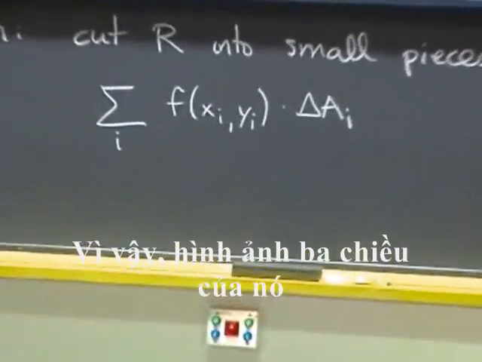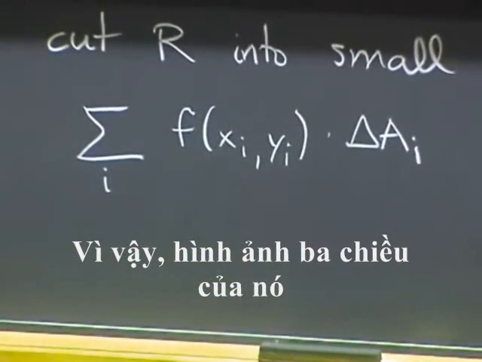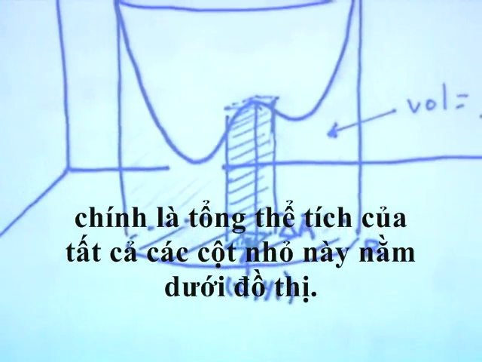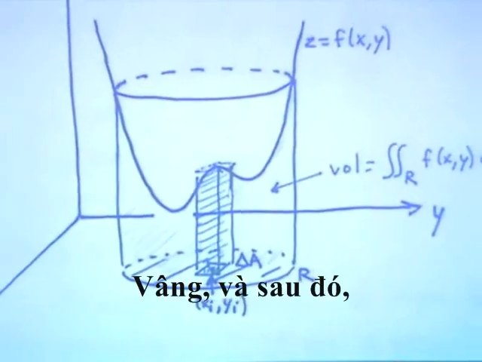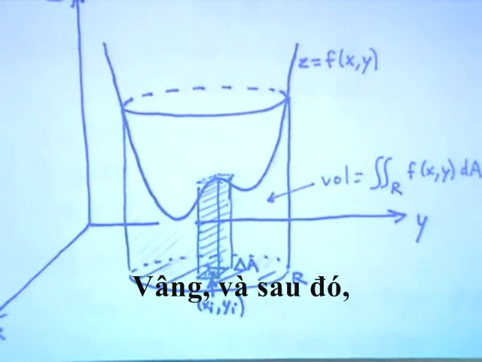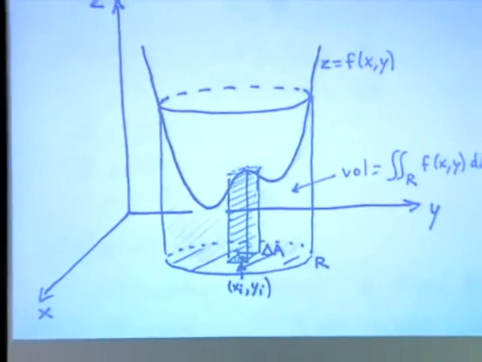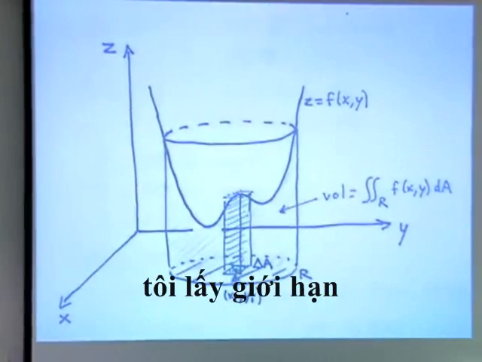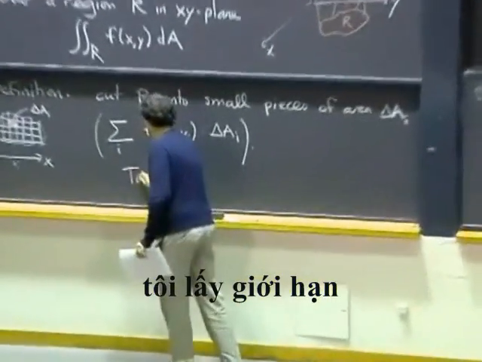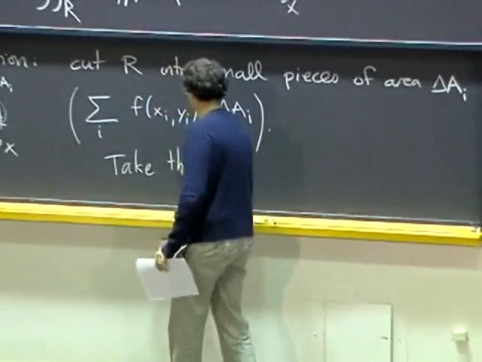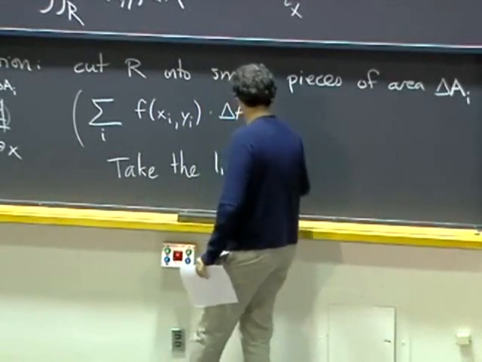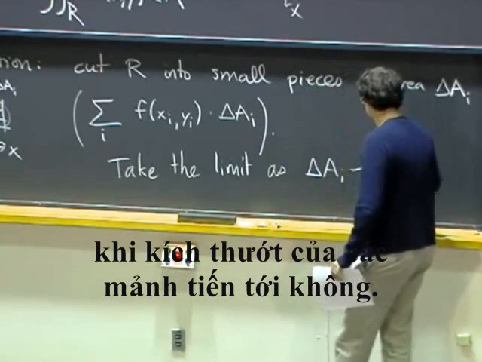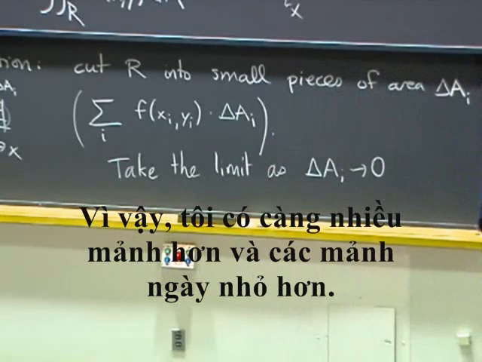What that corresponds to in the three-dimensional picture is that I sum the volumes of all of these little columns that sit under the graph. And then what I do is I take the limit as the size of the pieces tends to 0, so I have more and more, smaller and smaller pieces.